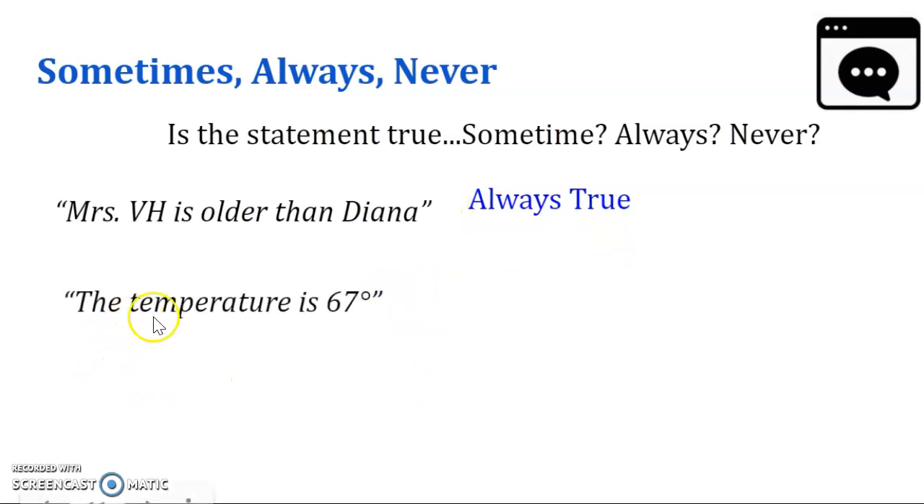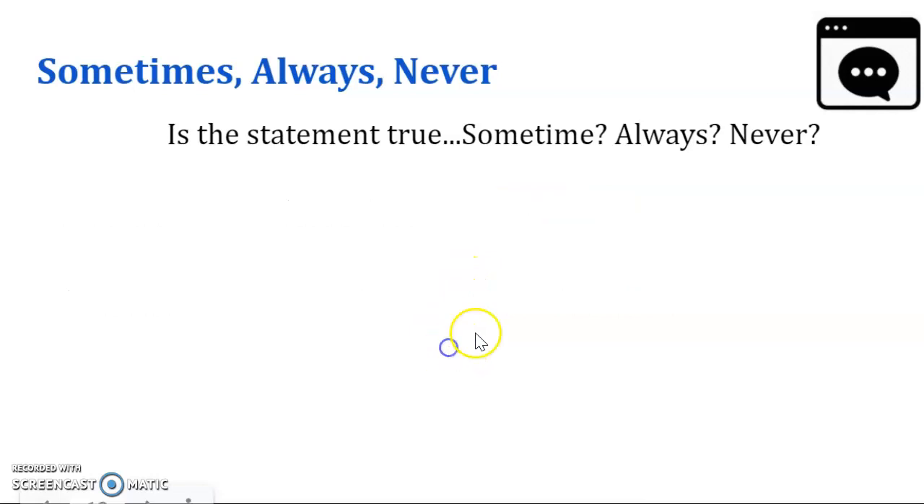What about this statement? The temperature is 67 degrees. Let's just assume that the temperature outside right now is 67 degrees. Is that always going to be true? Not always. Sometimes it's going to be higher, sometimes it's going to be lower. Is it never true? Well, there will be days or times it will be 67 degrees. So it's certainly not never, it's not always, so this is sometimes going to be true. So you're going to use the same logic, but now we're going to apply that to math.